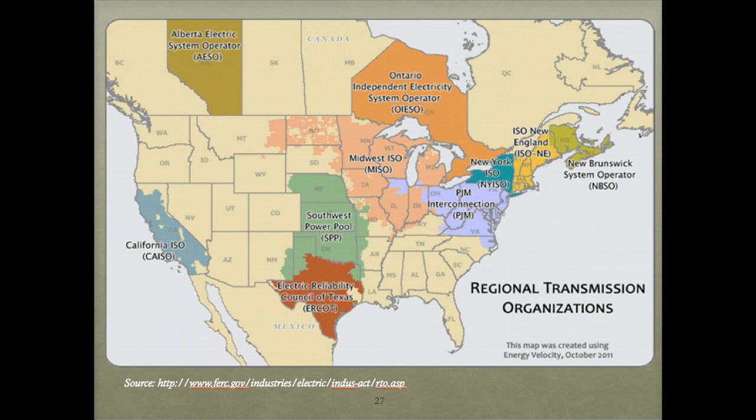RTOs and ISOs set electricity prices and rules for specific regions of the North American electric grid. These are the organizations that control the regional electricity market, which sets the price of electricity through locational marginal pricing for restructured states. So, for example, ISO New England oversees the market that sets the price of electricity for all of New England.